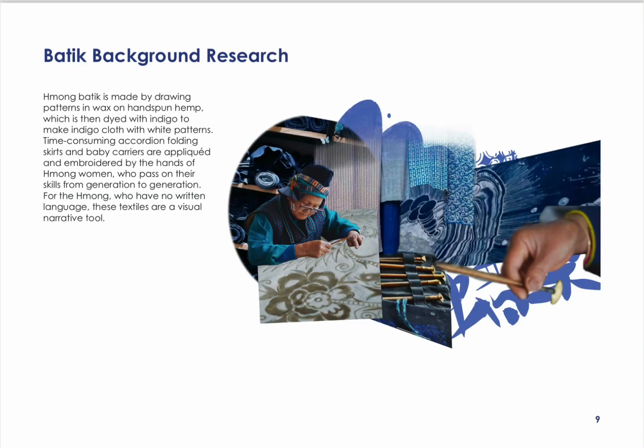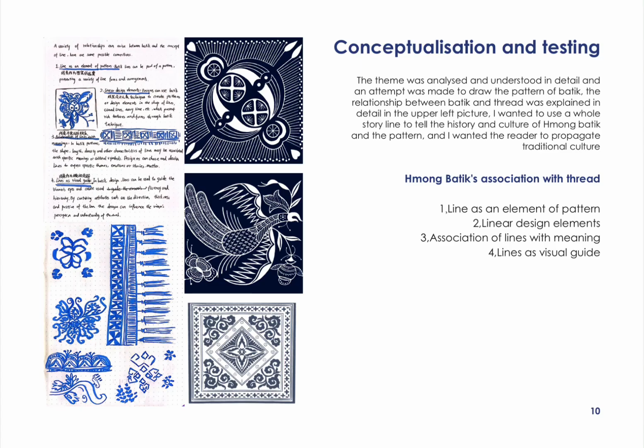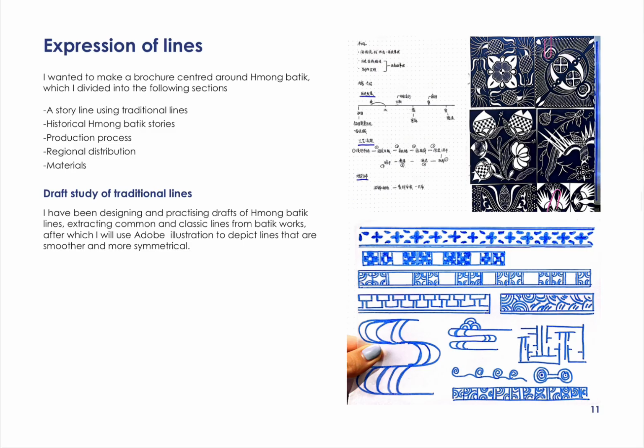Next, I conducted a lot of mind mapping and research on the topic of Miao Batik, a traditional intangible cultural heritage in China. The batik of the Miao nationality presents a very beautiful blue color with exquisite patterns, which are generally created and outlined by lines. Then I thought about how to use the traditional lines to produce a storyline, because I want more people to see and understand the story of Miao batik.